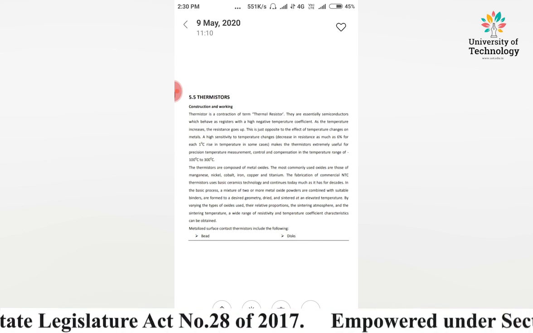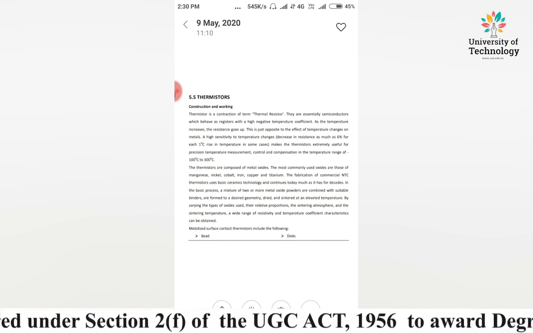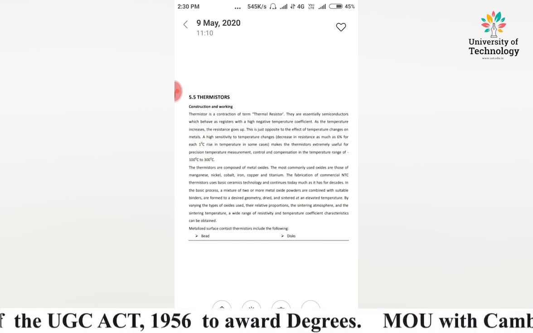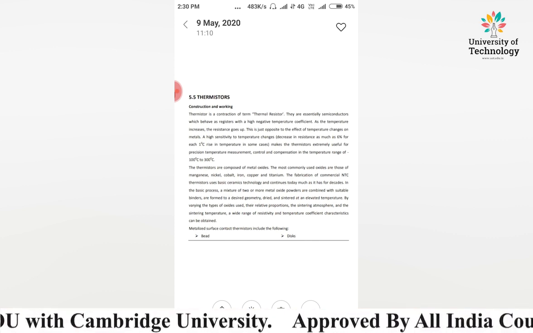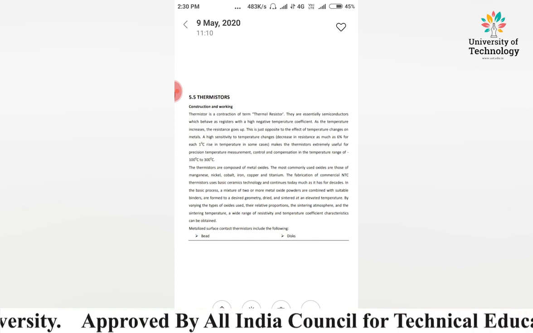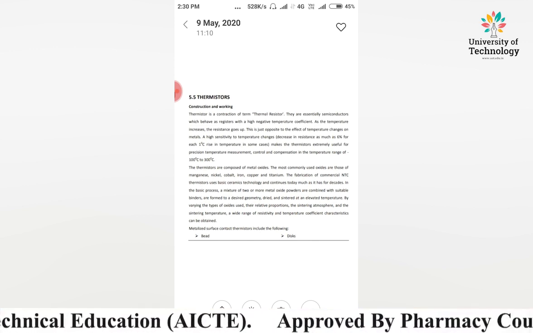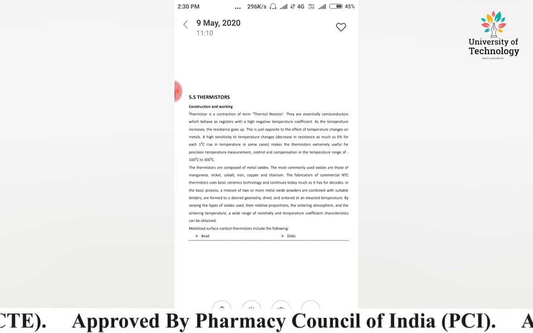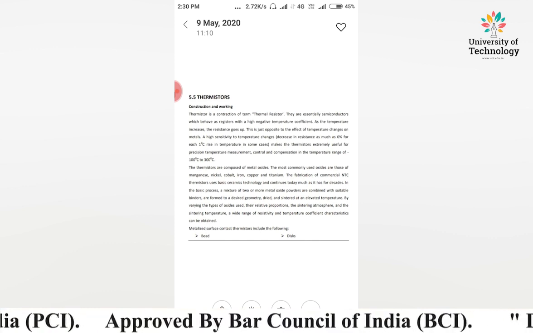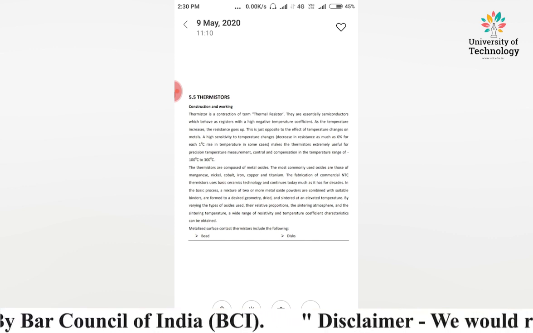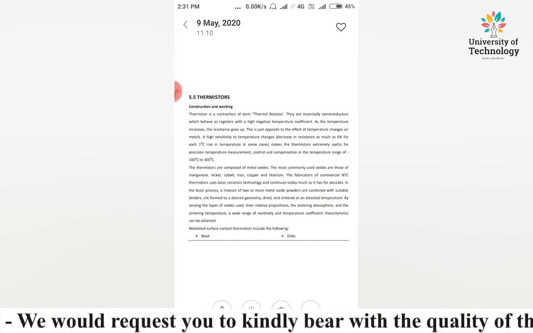A high sensitivity to temperature changes, that is a decrease in resistance as much as 6% for each 1 degree centigrade rise in temperature in some cases, makes the thermistors extremely useful for precision temperature measurement, control and compensation in the temperature range of 100 to 300 degrees centigrade.